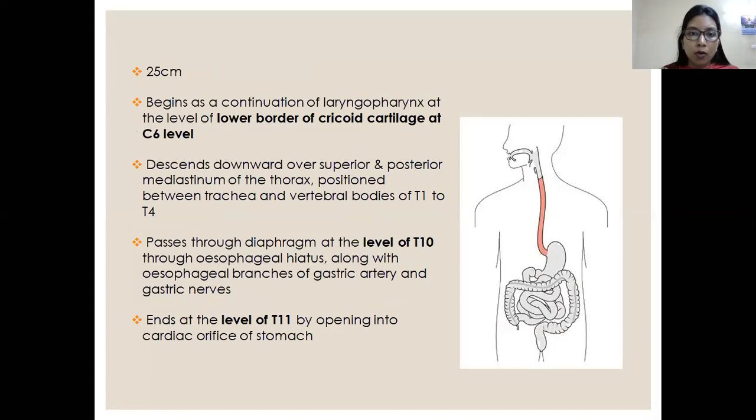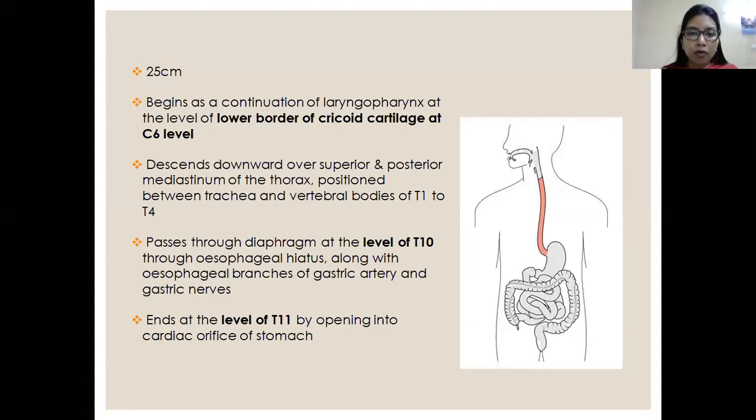It descends downwards over the superior and posterior mediastinum of the thorax. So it is mostly a structure of the posterior mediastinum of the thorax, but it descends over the superior mediastinum also. Here in the thorax, it is positioned between the trachea and the vertebral bodies of levels T1 to T4. Further going down, it passes through the diaphragm at the level of the T10 vertebral body, where there is the presence of the esophageal hiatus in the diaphragm.